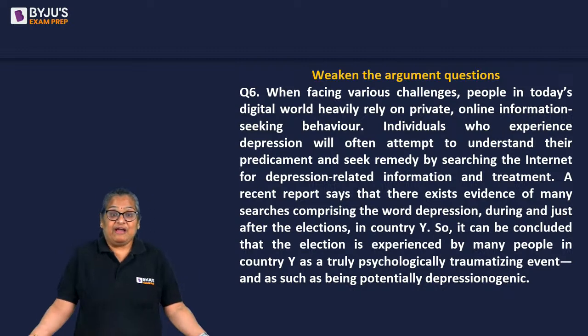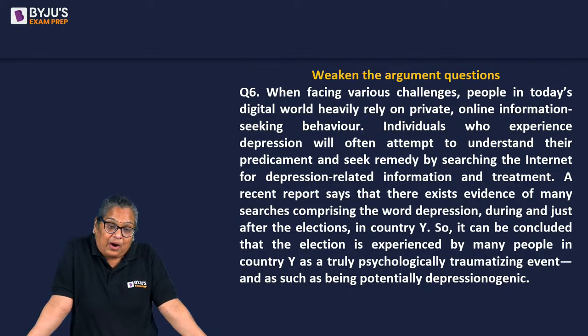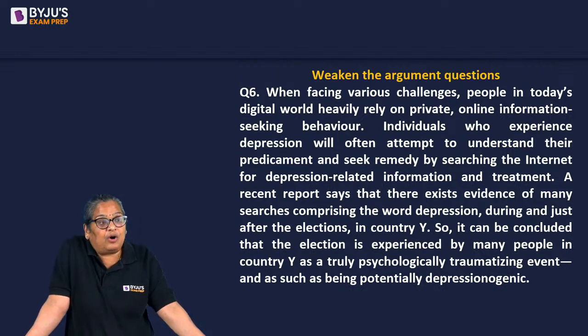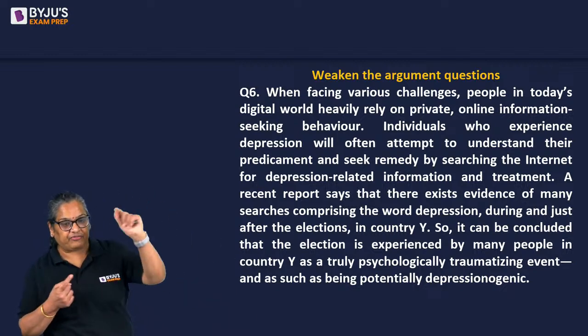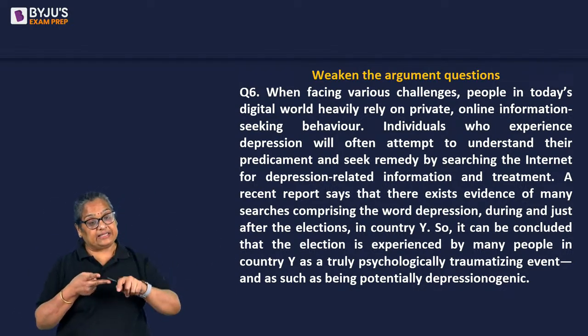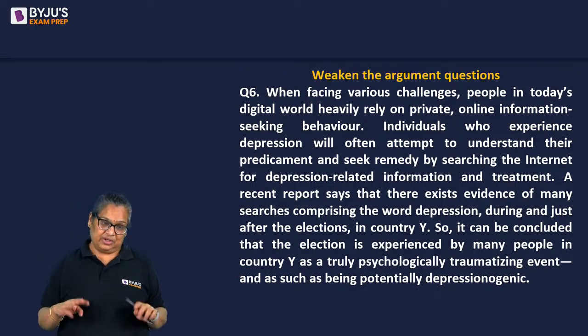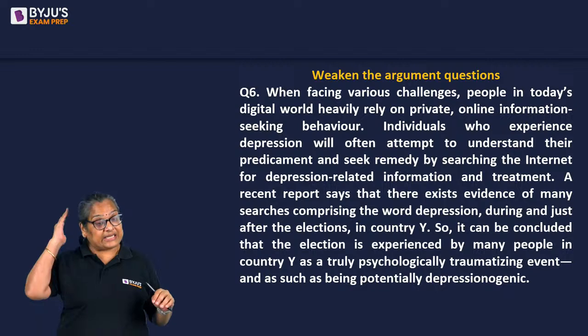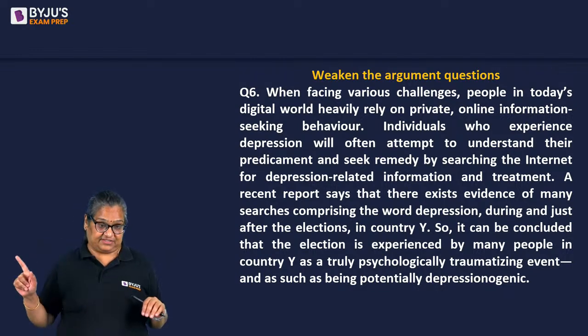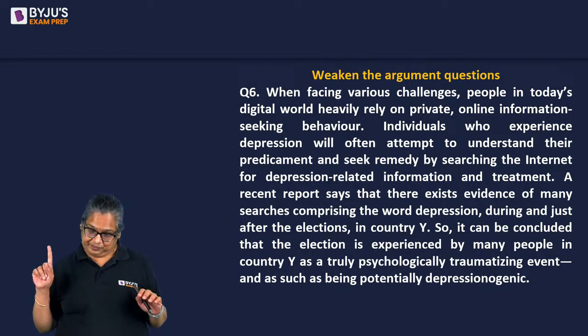Next question. Weaken the argument. How do you weaken an argument? You look at the conclusion. Identify the conclusion. Find an option which says that the conclusion is not derived from the premises. There is another conclusion possible. This is not the only possible conclusion. You have to attack the conclusion, not the facts which are given to you. That's your first rule. Alright?